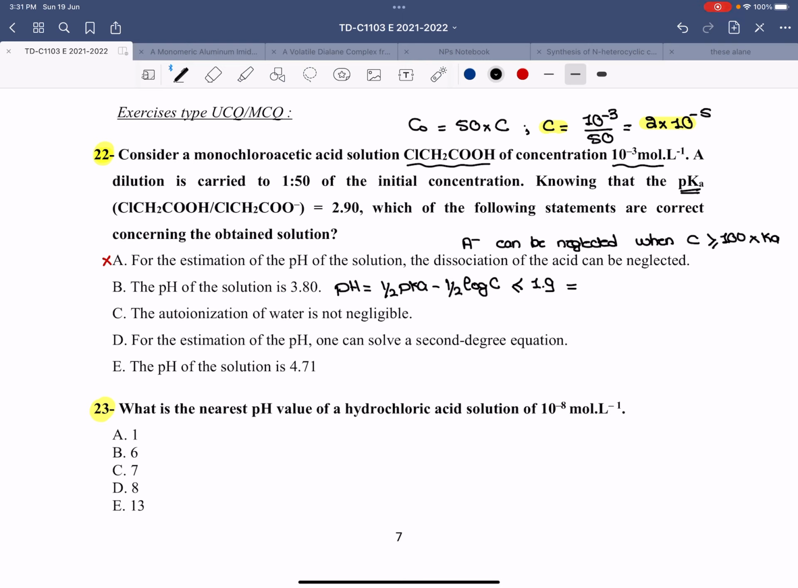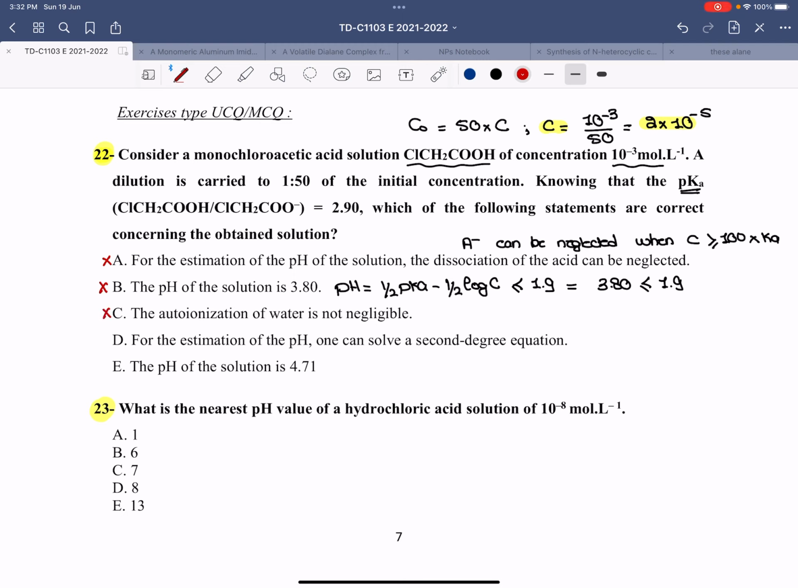Half pKa minus half log C will basically be equal to 3.80. Is it less or equal than 1.9? No, so this is also wrong. The auto-ionization of water is not negligible. No, with weak acids we said that the auto-ionization of water will always be negligible. And anyway, look at the concentration. The concentration is enough. So this is no.